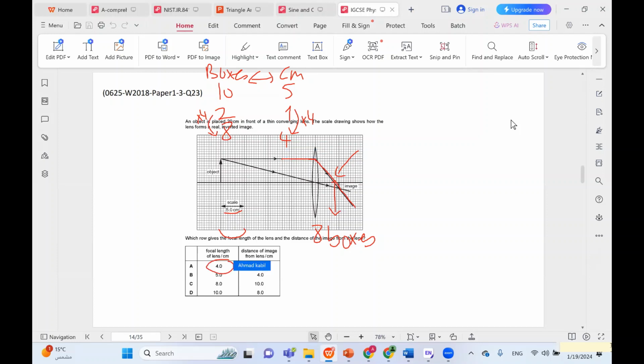We already know that A is the correct answer. However, if we were to try to find the distance of the image, the image is located at this point here. And if we move up like this, it's exactly one big box away from the image. One big box is 5 centimeters. So we're looking at 5 centimeters for the distance of the image. So therefore, A is the correct choice.